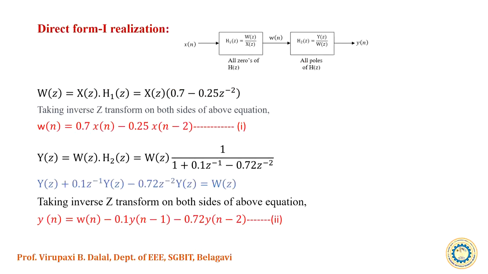Now let us realize using the direct form 1 structure. We know in direct form 1 structure, H of z is split into H1 of z and H2 of z. H1 of z represents zeros of H of z, and H2 of z represents poles of H of z. Here, the output of the first block H1 of z, which is equal to W of z, is equal to X of z multiplied with H1 of z. H1 of z is the zeros of the transfer function, that is 0.7 minus 0.25 z raised to minus 2. Taking inverse z transform, we'll get w of n is equal to 0.7 x of n minus 0.25 x of n minus 2.